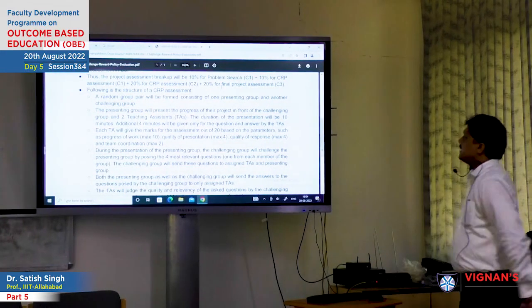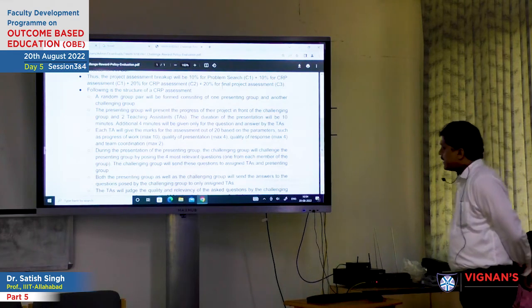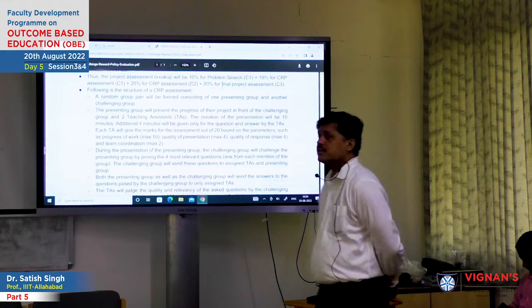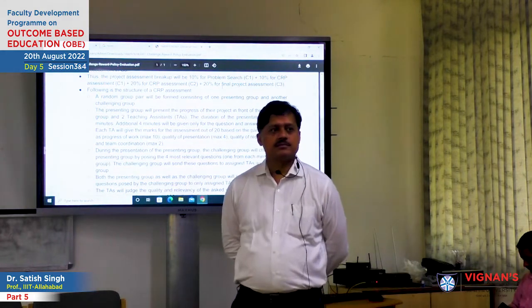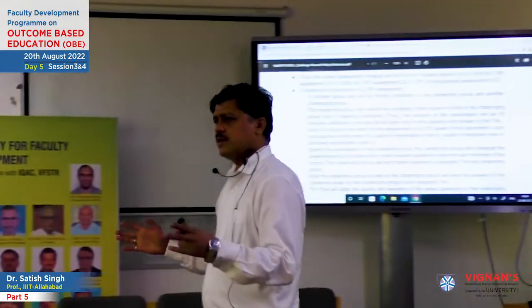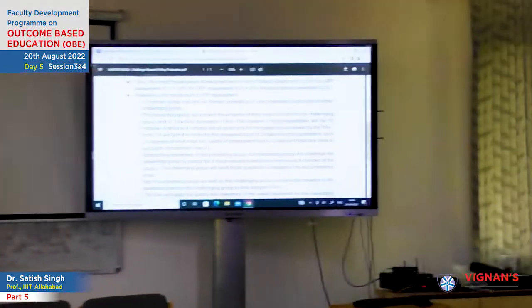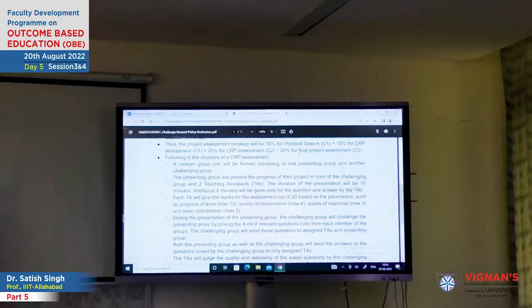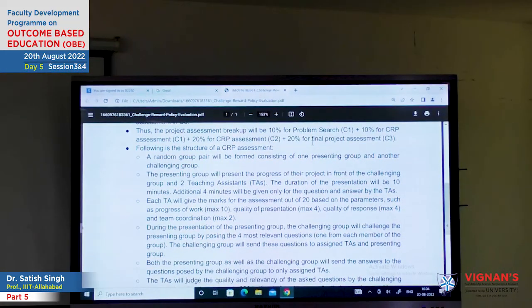Main features of this CRP assessment. A random group pair will be formed, consisting of one presenting group and another challenging group. Suppose there are 40 groups. Randomly, the first group will be picked, and randomly, the second group will be picked. So every slot we pick some presenting group and some challenging group, which means we form these pairs. So pairing is completely random.